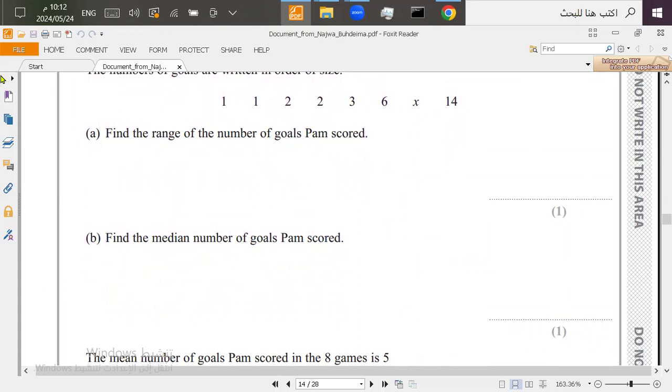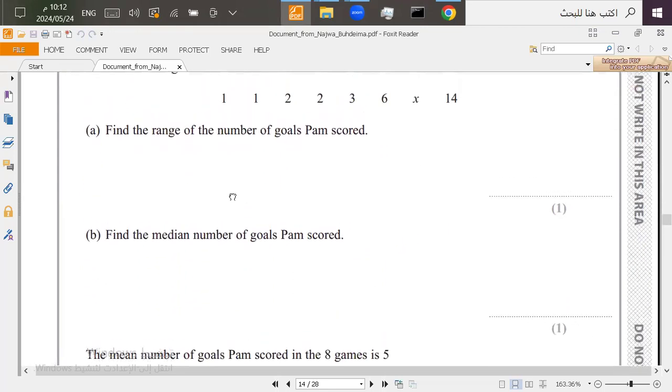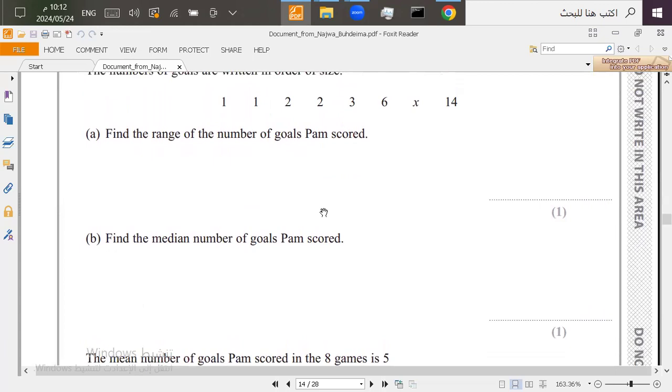The range means what? They're already ordered in size, so they told you that about that. So the range means the highest number minus the smallest number, which is 14 minus 1. So the answer will be 14 minus 1 equals 13. This is the range of data that we have.